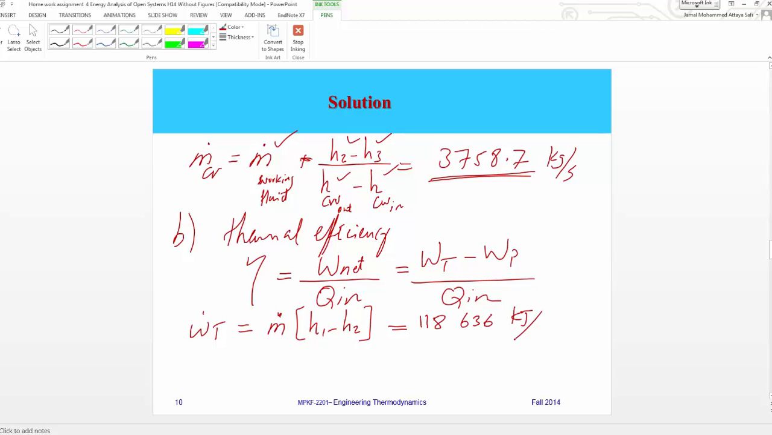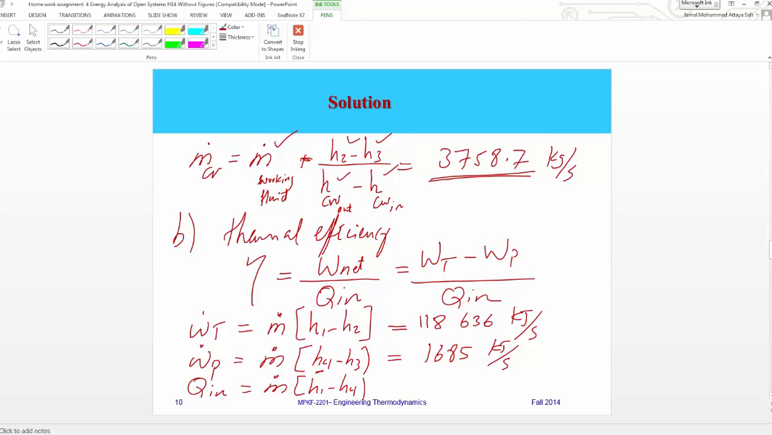And if you do so, you will find that this is 180,636 kilojoule per second. And for the pump, it's the same. The mass flow rate is constant, and h4 minus h3, which is the difference in enthalpies after and before. And if you do so, you're going to get 1685 kilojoule per second. And Q in is the mass flow rate multiplied by h1 minus h4. This is for the boiler.